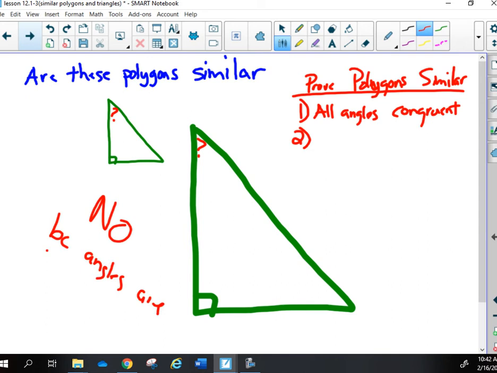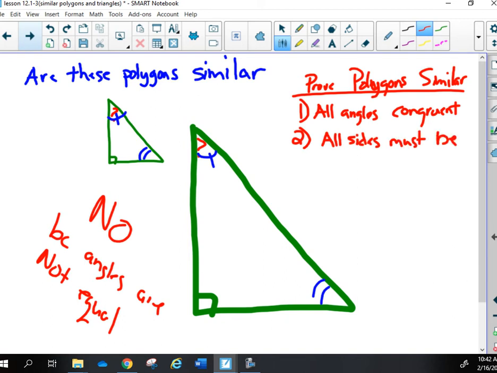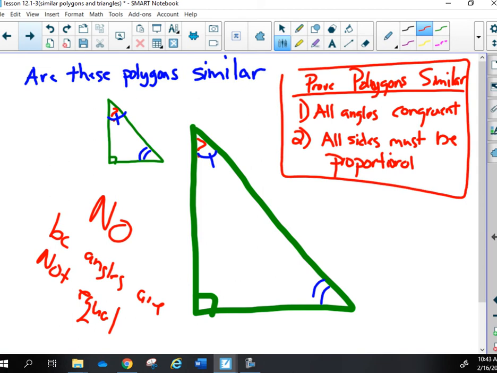because the angles are not equal. But if I was to come up here and say, oh yeah, that angle right there is equal to that angle right there, and this angle right here is equal to that one, and part one's fulfilled, then there's a second part. The second part is all sides must be proportional. Both of these things have to be true up here. And I didn't have any markings for lengths in the sides. So in this one right up here, it still would have been a no, even if I marked those up there, because the sides aren't proportional.